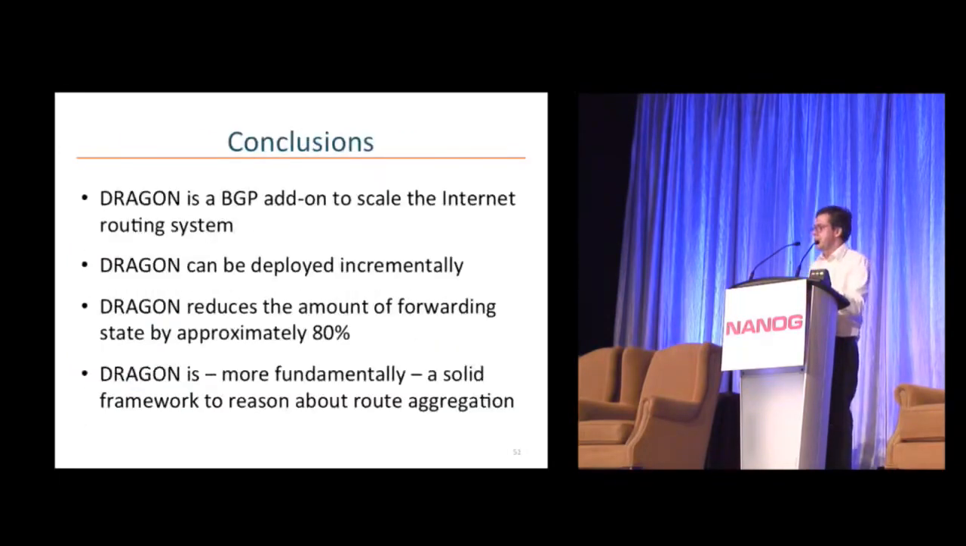In conclusion, Dragon is a BGP add-on to scale the internet routing system. Dragon can be deployed incrementally, and it reduces the amount of forwarding state by approximately 80% if you take full Dragon into account. But we think that Dragon is more fundamentally a solid framework to reason about route aggregation. It's based on a solid theory that encompasses all types of routing policies. So it's on solid ground, we think.